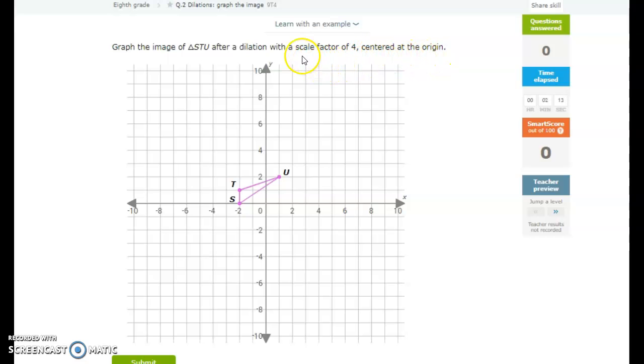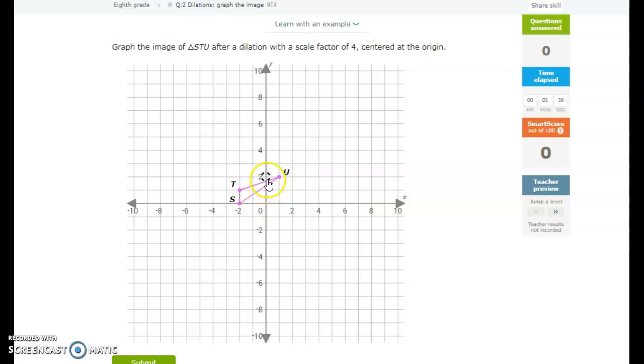So as we're annotating things we need to know, scale factor of 4, so it's going to get 4 times bigger, and it's centered around the origin, so that's my center. So here's my center of dilation, and remember we talked about how we need to go up and over to find the point, and then we'll find our new point after we take each of those numbers times 4, since that's the scale factor. So let's start with point U.